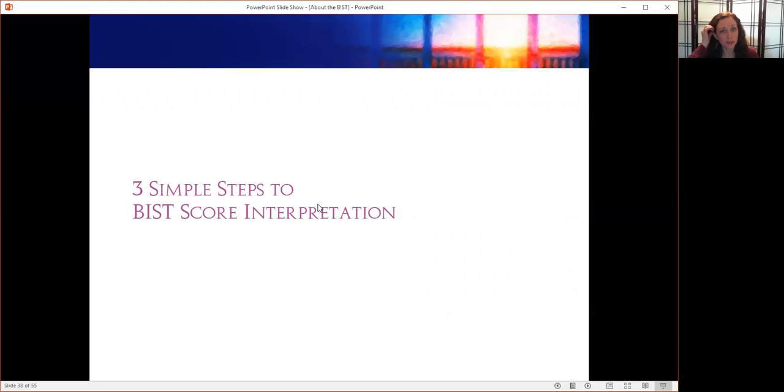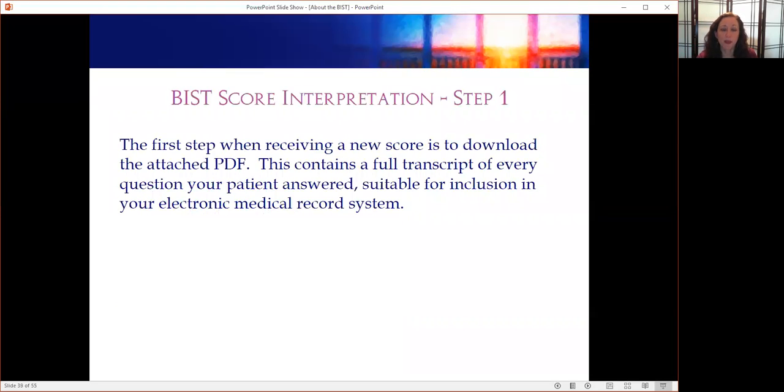So the 3 simple steps to BIST score interpretation. Step 1, the first step in receiving a new score is to download the attached PDF. This is going to be attached to the email that you get, and this contains a full transcript of every question your patient answered, and that's suitable for inclusion in your electronic medical record or your paper record system if that's what you're using, and you can review that at that time.